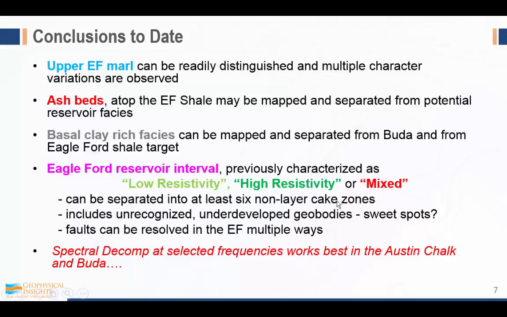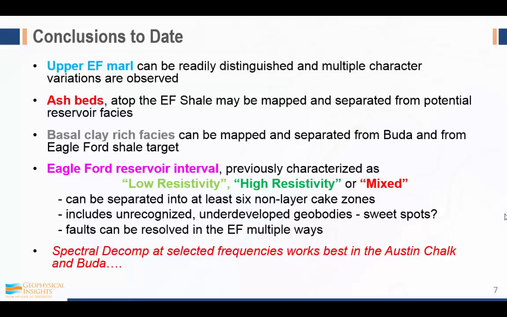Here we're separating them into at least 6 non-layer cake zones. The non-layer cake was a real surprise for a lot of people. And it also includes at least 2 unrecognized and underdeveloped geobodies. At least one of them we know to be a sweet spot. We know that it has the characteristics and was a target, but often they just blew it, they just missed it. Because our attributes return back from attribute space back perfectly into survey space, we never lose where we are in the scheme of things.